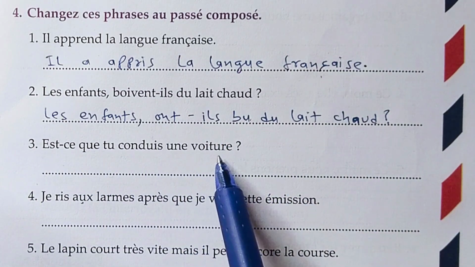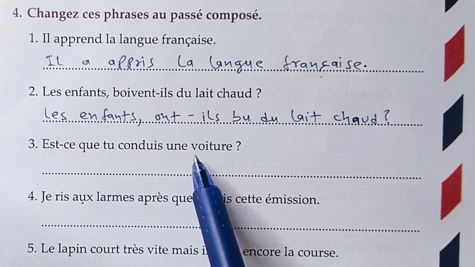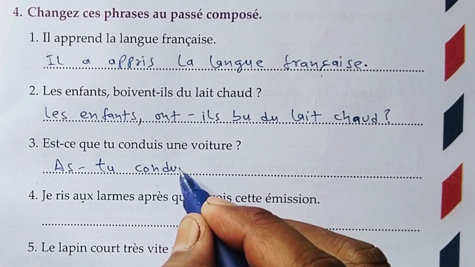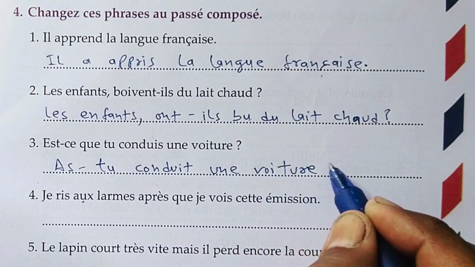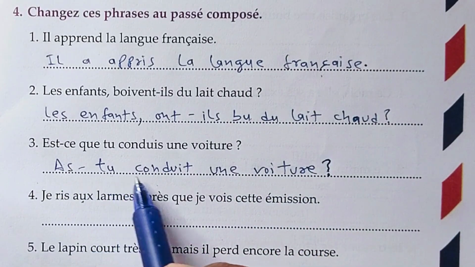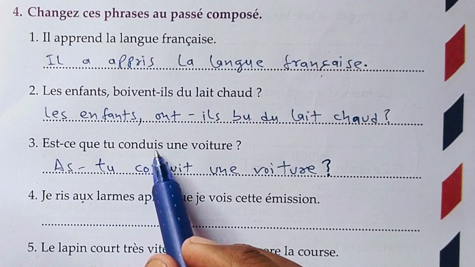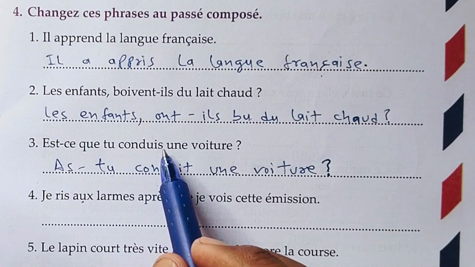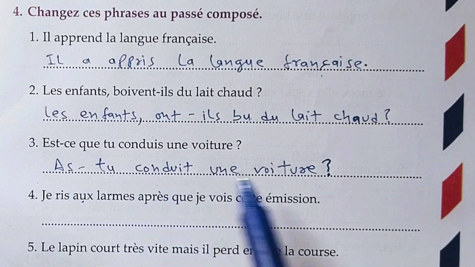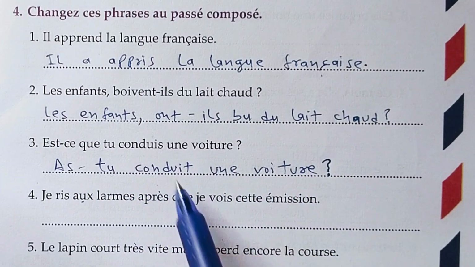Est-ce que tu conduis une voiture? Do you drive a car? It's an interrogative sentence, so we can say: as-tu. As-tu conduit une voiture? Yes, friends. Here we write first the helping verb, then the past form of the main verb conduire. Conduire is an ir category verb, so we write conduit, right? As-tu conduit une voiture? means did you drive a car, or have you driven a car? Anything you can say. So this is the past form of the sentence. This way you can change it into the past tense.